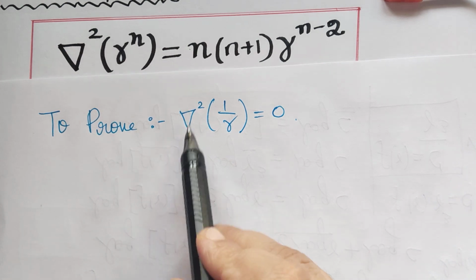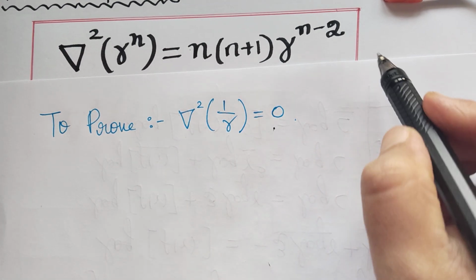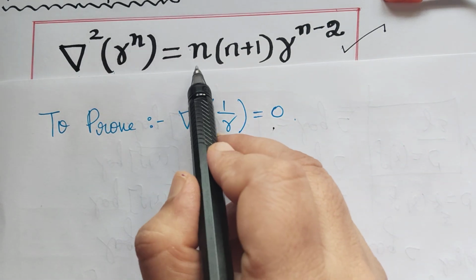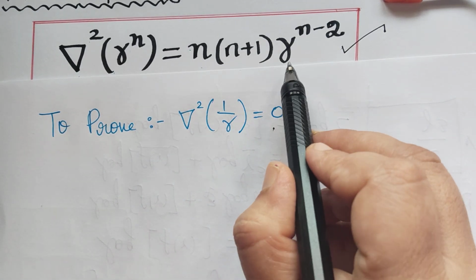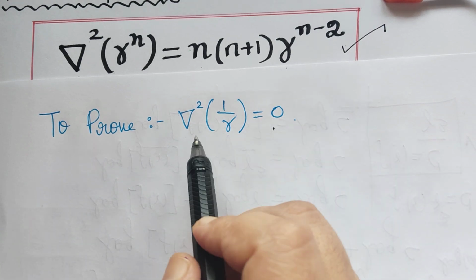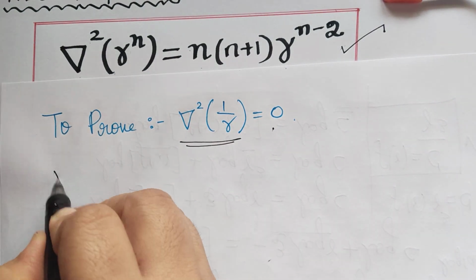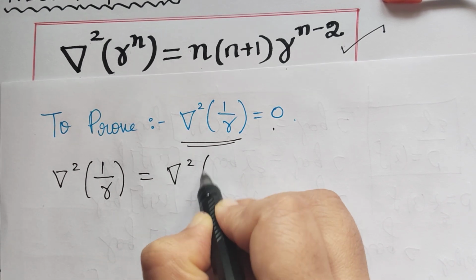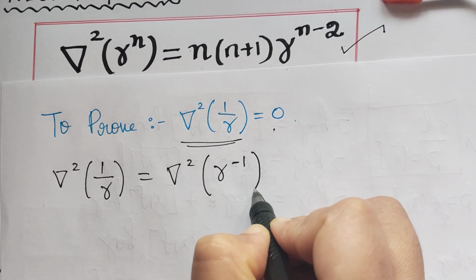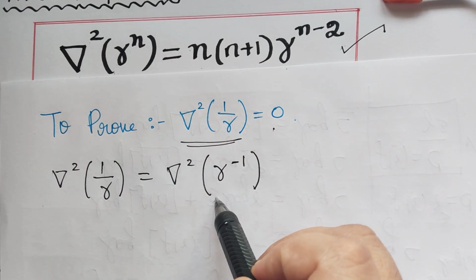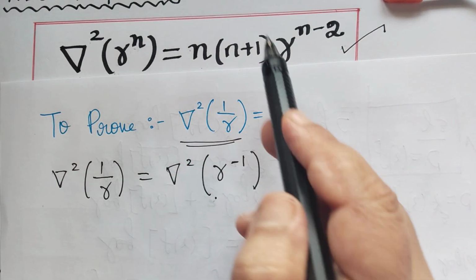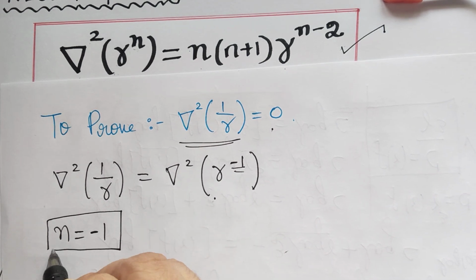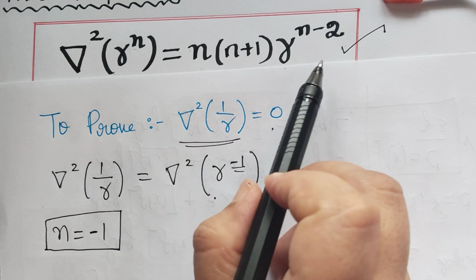So now we are going to prove that nabla square of 1 by r is equal to 0, for which we will be making use of this result. We know that nabla square of r power n is equal to n into n plus 1 multiplied with r to the power n minus 2. Now if you see, nabla square of 1 by r can be written as nabla square of r to the power minus 1. So now when we use this formula over here, what is the value of n? The value of n is equal to minus 1. So in this formula, we have to make use of n as minus 1.